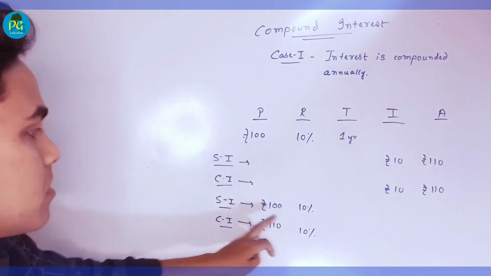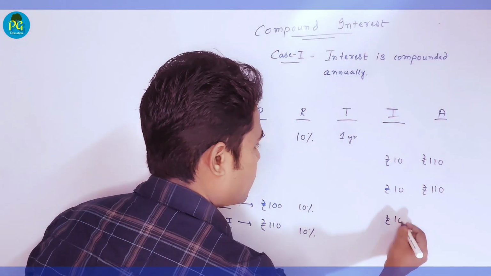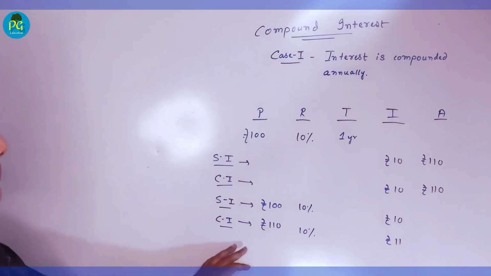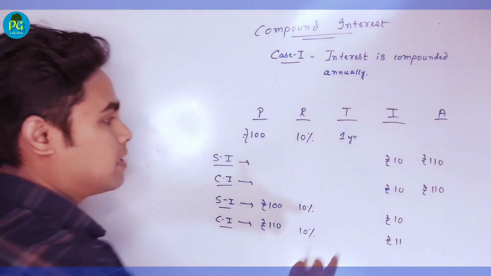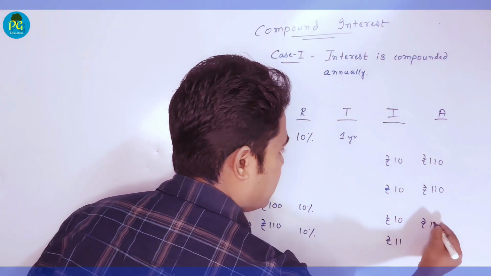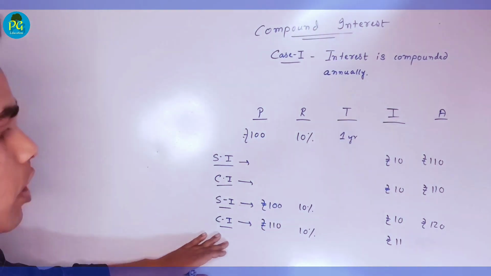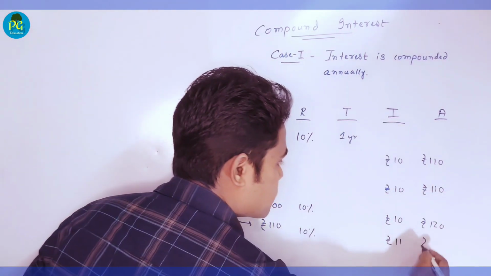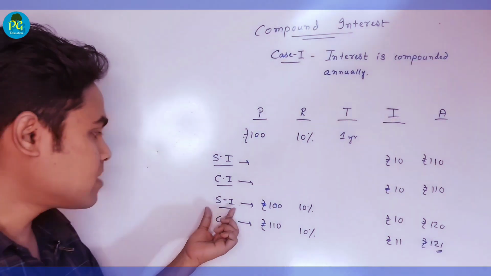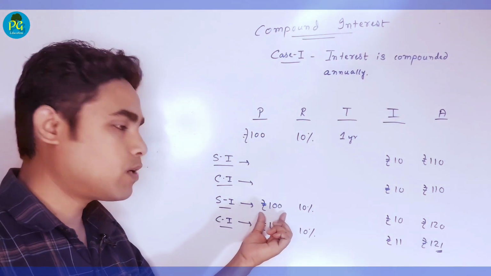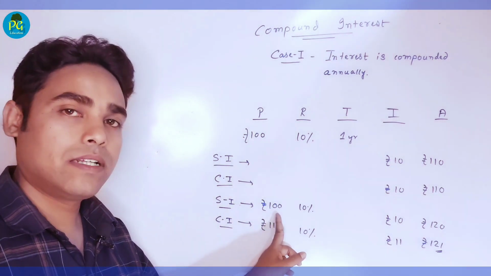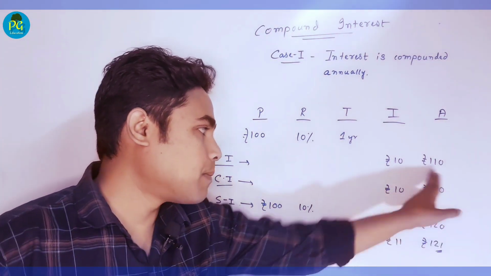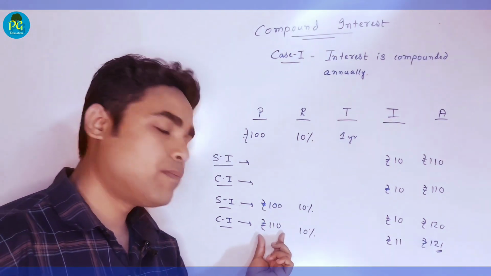So after 1 year, if the rate is 10%, my simple interest will be again rupees 10, but my compound interest will be 10% of 110, that means rupees 11. So after 2 years, how much I have to pay? In case of simple interest, it is 10 plus 110, so it is 120. But in case of compound interest, what will be my compounded amount? After second year, it is 11 plus this 110, so 121. So here you look, in case of simple interest, always you have to calculate the interest on the principal only. But in case of compound interest, you have to calculate the interest on the compounded amount, which will be my principal for second year.